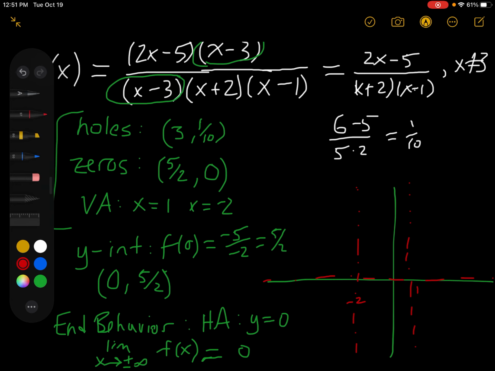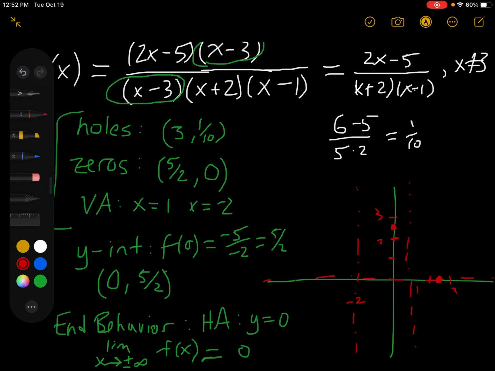And I've labeled this stuff. It's kind of hard on this small screen, but I have a zero at 5 halves, which is 2.5, right? So that was 1, there's 2, there's 3, so 5 halves is right in there. That's a point on my graph. I have a y-intercept at 5 halves also. So I'll just kind of use the same scale-ish here. That's 1, 2, 3. There's my y-intercept at 2.5. That's a 2 and a 3. I'm trying to scale my y-axis there.